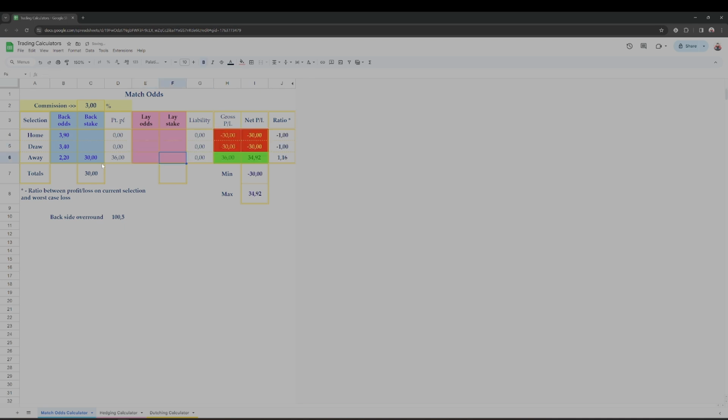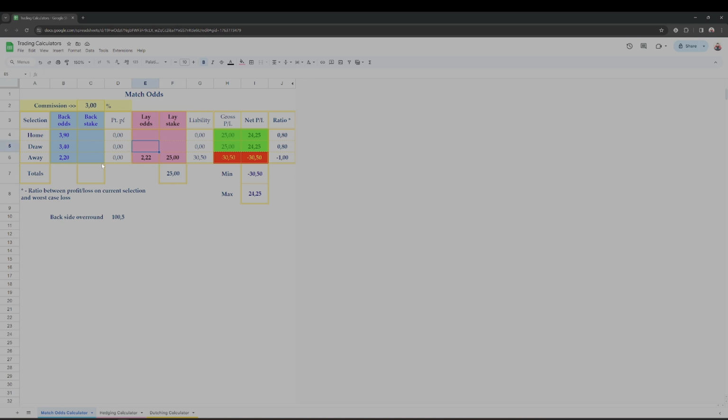But let's see the other way around. What can we do? It will be very similar. If I laid Fiorentina at 2.22, let's say I would go for 20, now 25. Yeah, 25. Of course, my potential winning, my profit is 25 net. My liability is minus 30.5. The situation here is very similar, right?